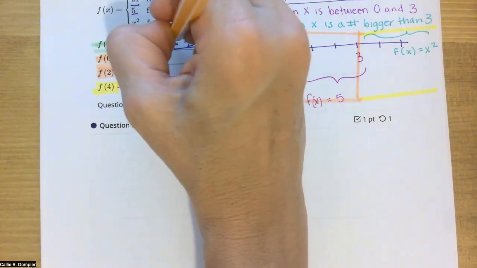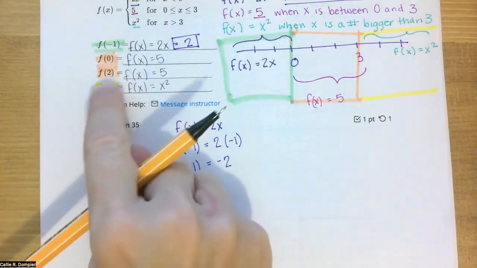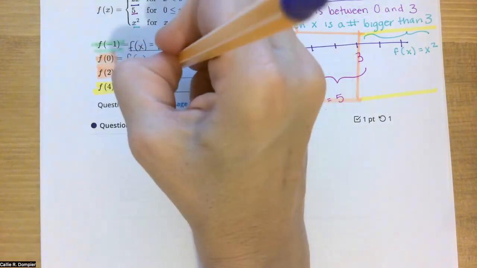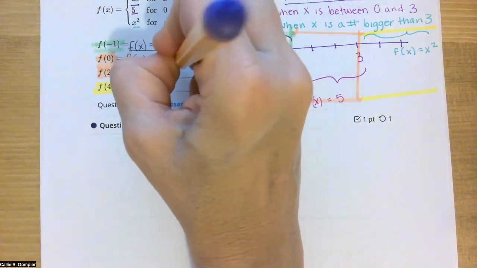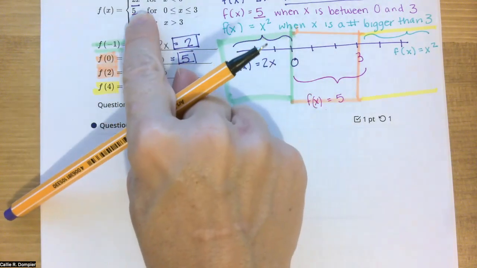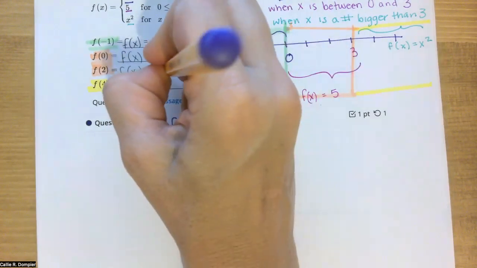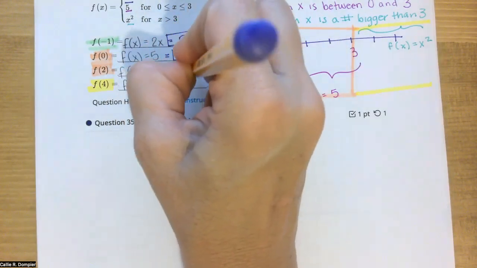All right, here we've got a 2. For 0 and for 2, f of x is 5, so we're done. We just say the answer is 5. There's nowhere to substitute my x. I just say it's 5.